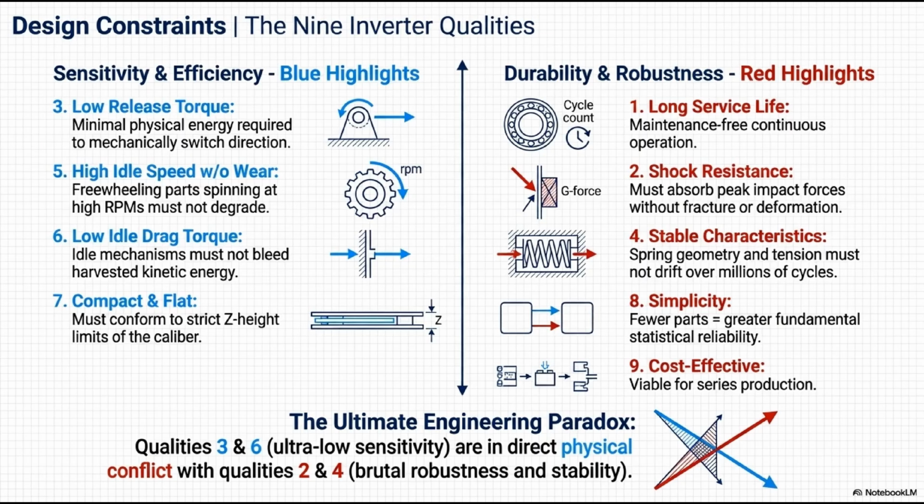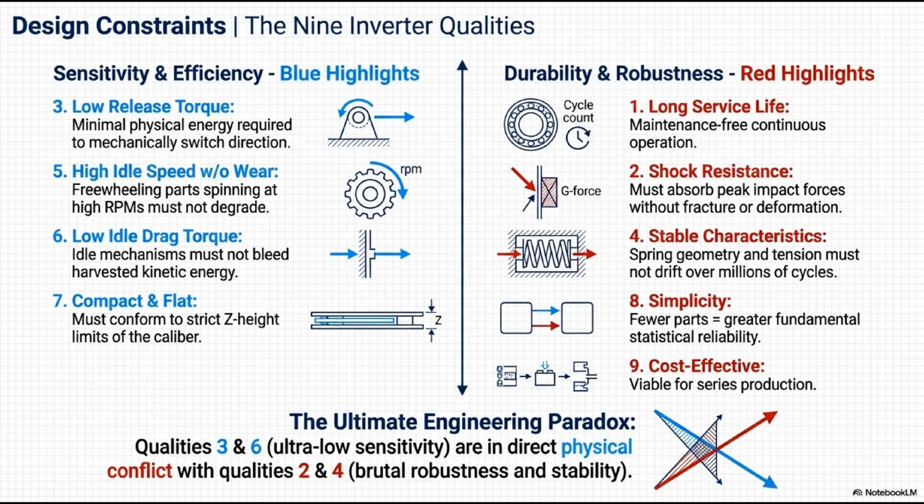But on the right, in red, we have the demands for durability and robustness. It needs 1. Long service life for millions of cycles. It requires 2. Extreme shock resistance to absorb impacts without fracturing. It needs 4. Stable characteristics, spring geometry cannot drift over decades. It demands 8. Simplicity for statistical reliability, and 9. It must be cost-effective to manufacture.